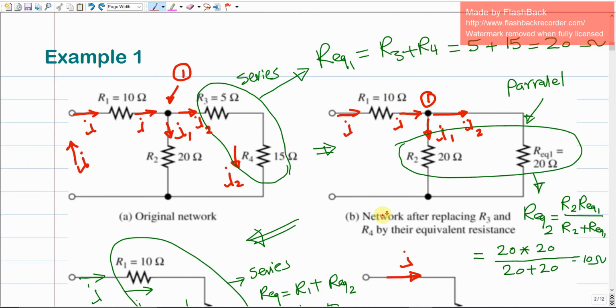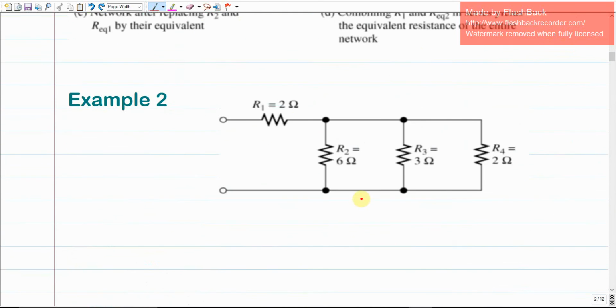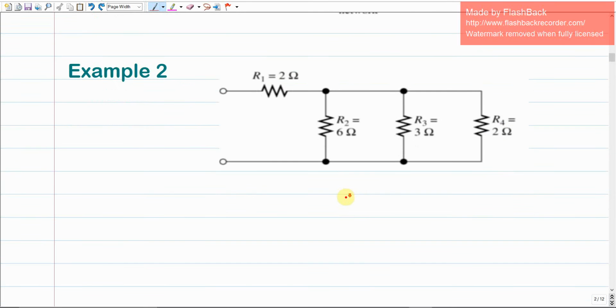So this is for example 1. Let us consider another example, which is example 2. We do have here how many resistances? We do have 1, 2, 3, 4. And we would like to combine all of them into just one electrical resistor, or electrical resistance. So how much is the equivalent resistance? This is the key idea, and this is what we are seeking for this problem.